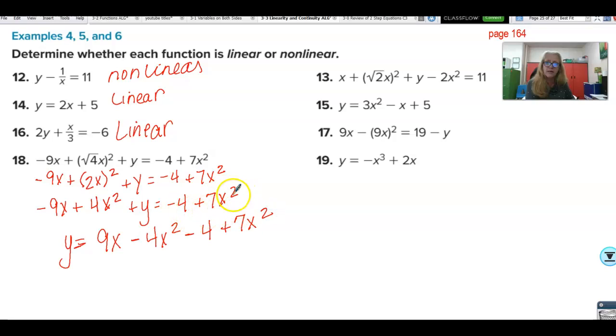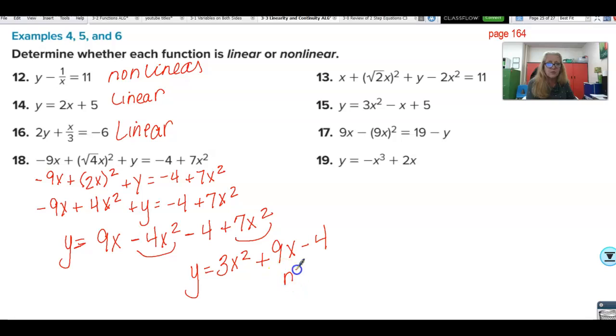This was already on the right. And I got these 2 terms on the right by adding this one to both sides and subtracting this one from both sides. Now we can do some cleanup. 7x squared and negative 4x squared is going to give us 3x squared. And then there's no one to combine with the 9x, and there's no one to combine with the 4.